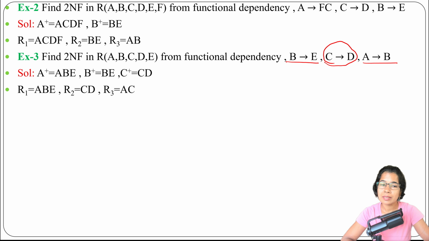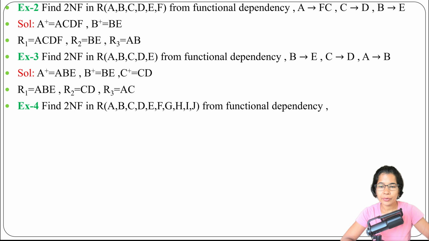But now we are discussing second NF. In second NF, we are removing the partial dependency, not transitive dependency. So A, B, E will be in one table, C, D will be in one table, another table that will contain both table key. So A, C.